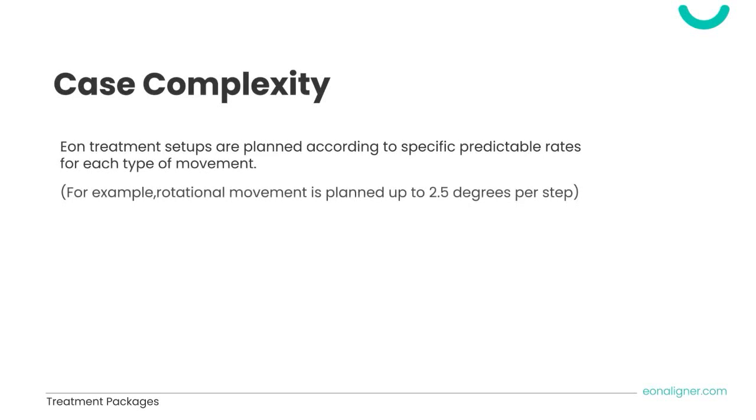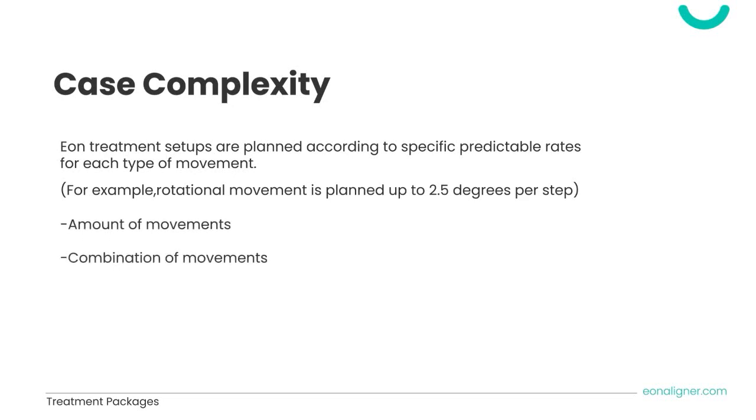The first point to discuss is case complexity. Remember that Eon treatment setups are planned according to specific rates for each type of movement per aligner. For example, rotational movement is done at a rate of 2.5 millimeters per aligner. So if we are planning to rotate a canine, say with 40 degrees rotation, for example, then we have exceeded the number of 10 aligners provided in the basic package. The same goes for cases where extrusion, intrusion, expansion, or retraction movements are required. So the first guide is the amount of movements needed.